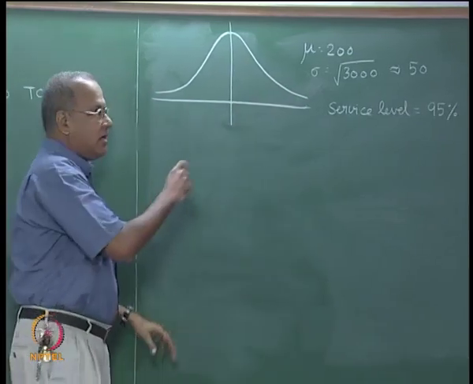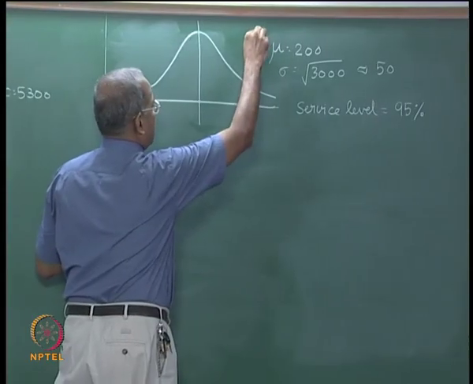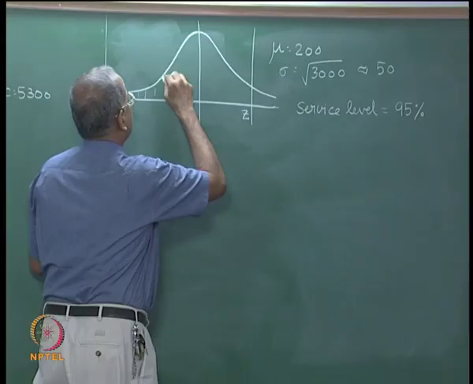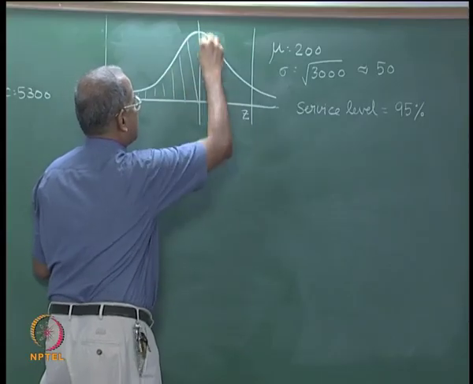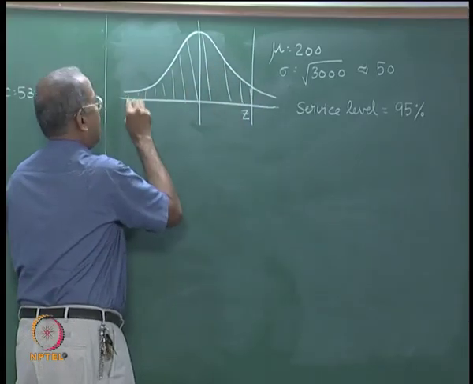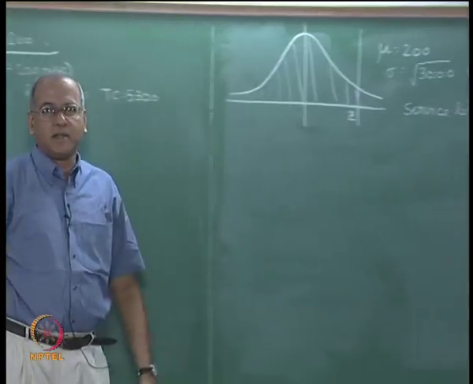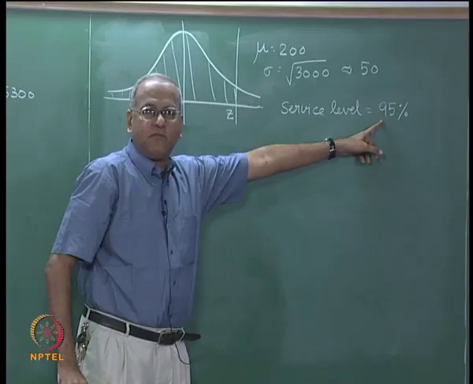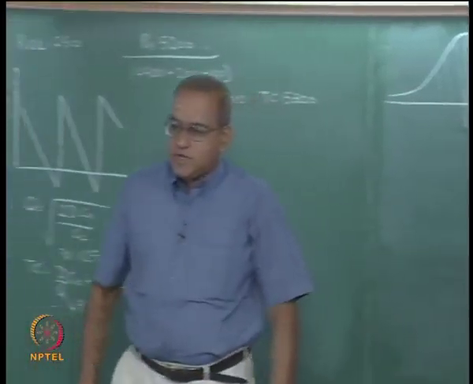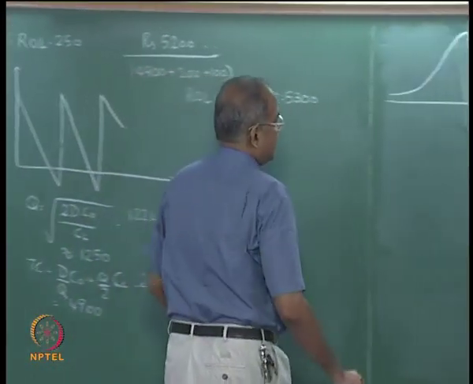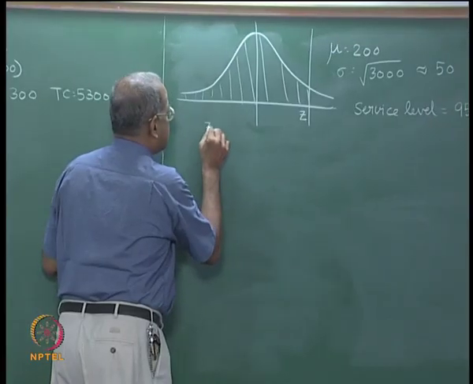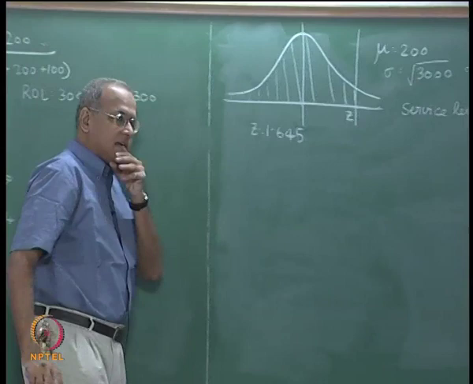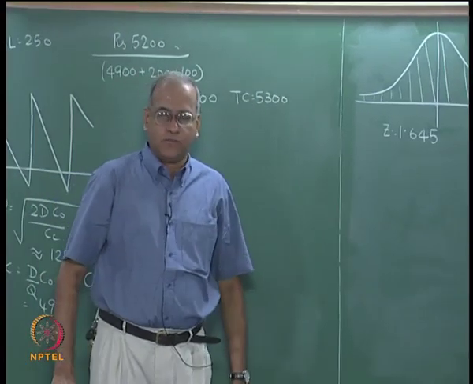To do that, we go back to the standard normal table and find that value of z for which the area under the standard normal curve from the leftmost to this point is 0.95, because 0.95 comes from a 95% service level. So that happens at z equal to 1.645.